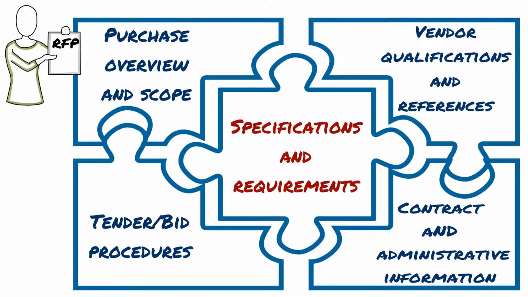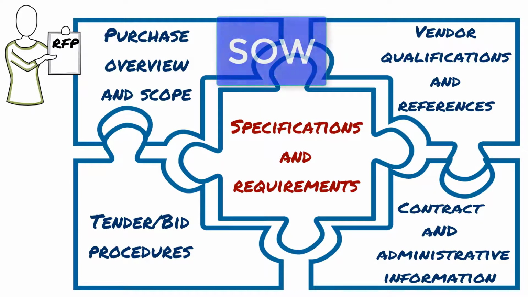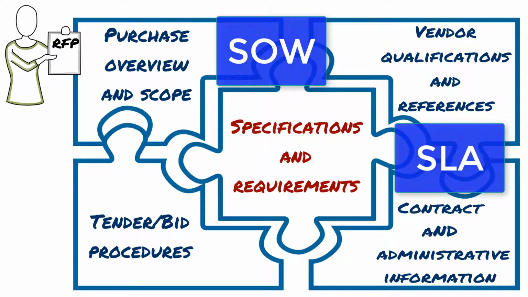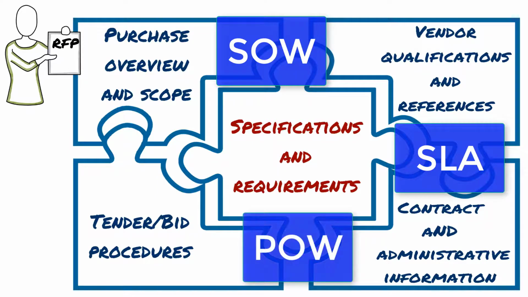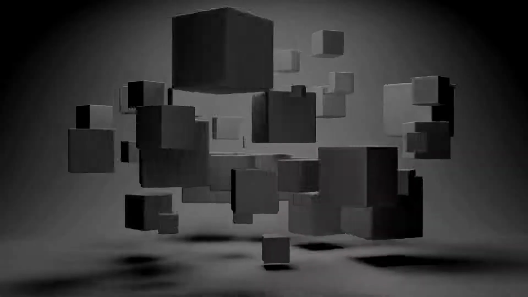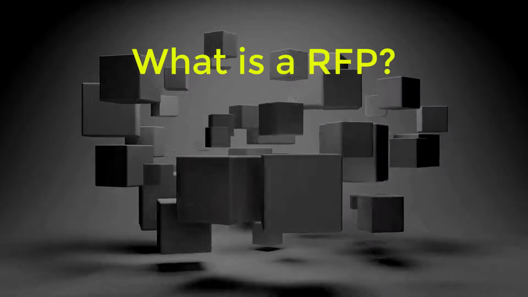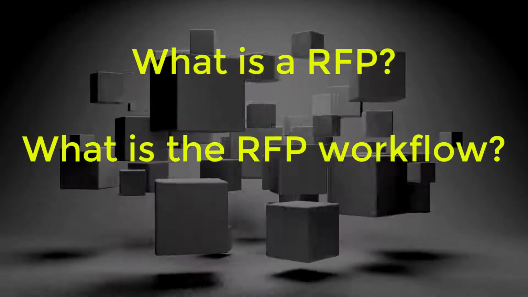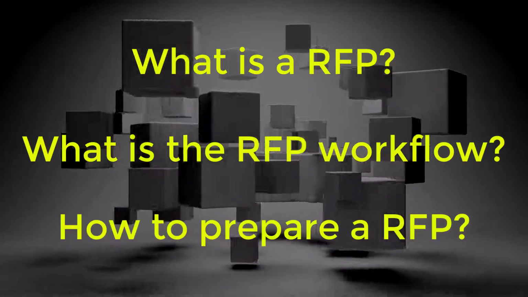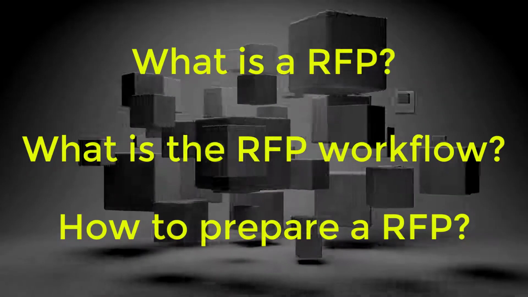The 5 sections discussed here are just a general view of the RFP format. You can find other sections, such as Statement of Work (SOW), Service Level Agreement (SLA), Performance Work Statement (PWS), and others. In this video, we worked on 3 RFP questions. What is an RFP? What is the RFP workflow? How to prepare a RFP?